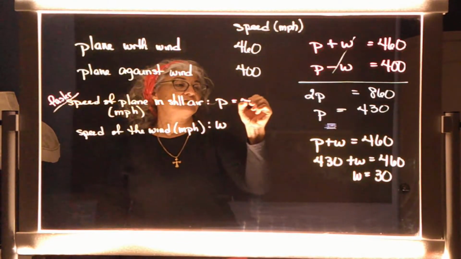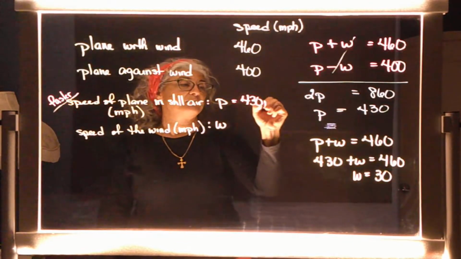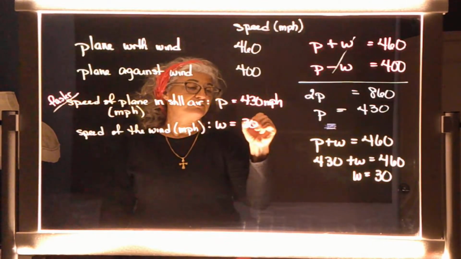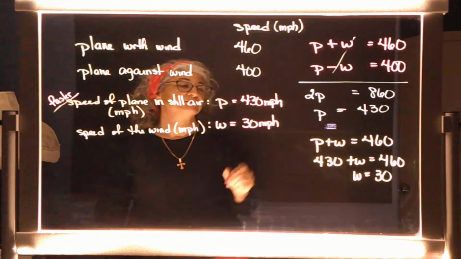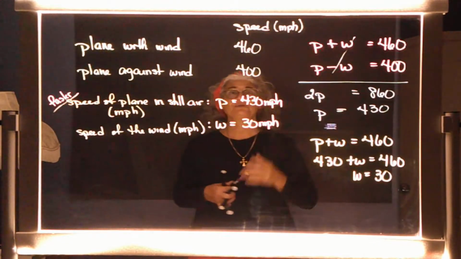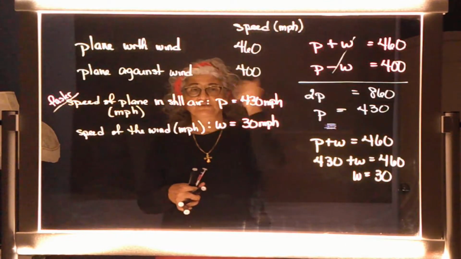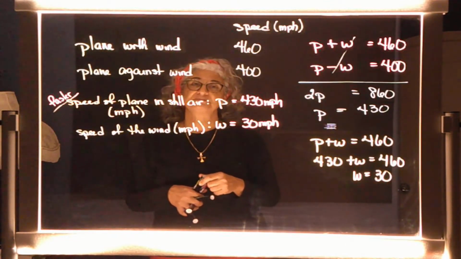Your plane is traveling at 430 miles per hour. Your wind is traveling at 30 miles per hour. If you add the two, you'll get the 460. If you subtract them, you get the 400. So we are good to go here, right?